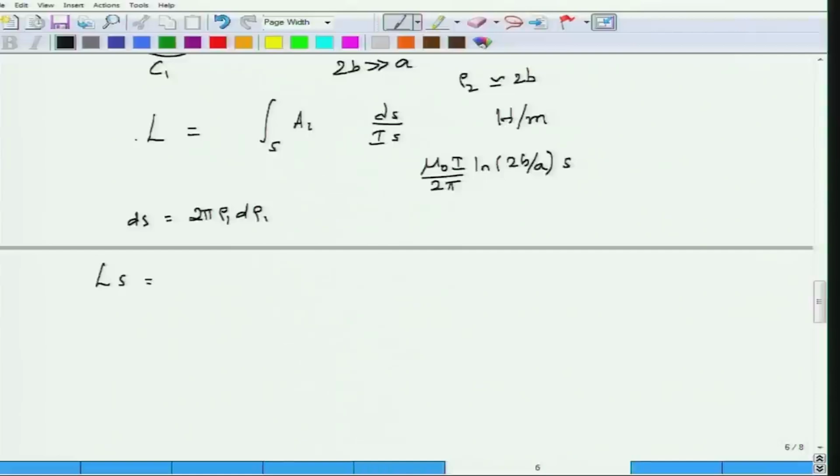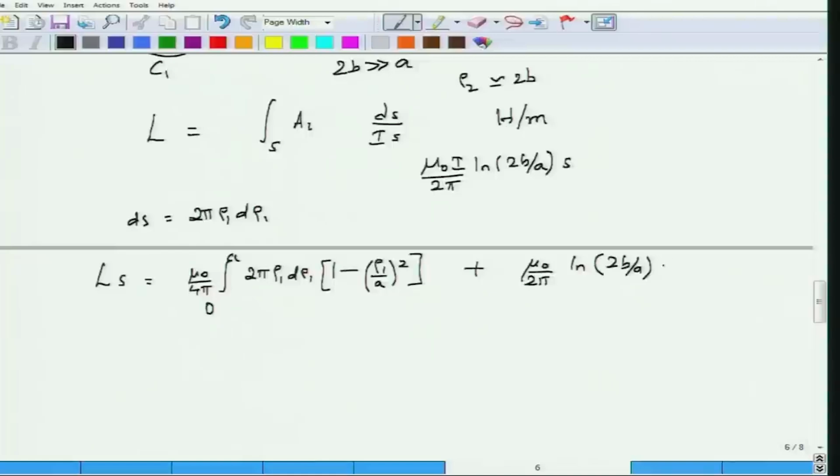I take this small s to the left hand side and multiply by that one. So, I am left with just integrating A dot dS by I, and since there is I in the denominator and numerator in both the terms, that I will cancel out each other. So, I am left with 0 to a, 2 pi rho 1 d rho 1. What is the field inside? Field is mu 0 by 4 pi times 1 minus rho 1 by a square, plus the second term. The second term is simply mu 0 by 2 pi, I cancels out, log of 2b by a into s, that is the cross sectional area that I have already integrated.